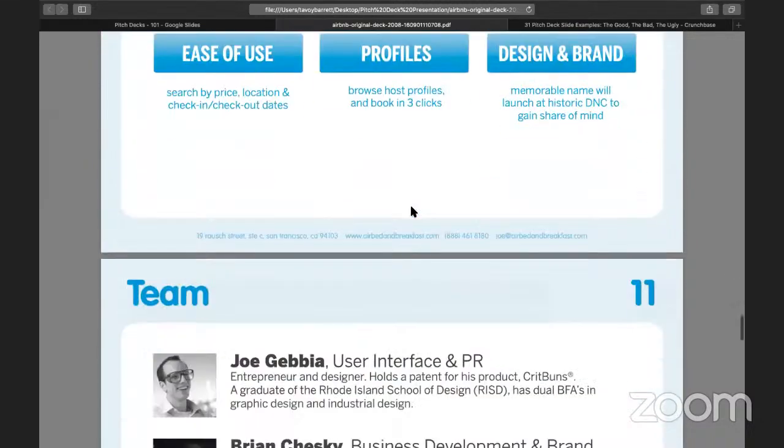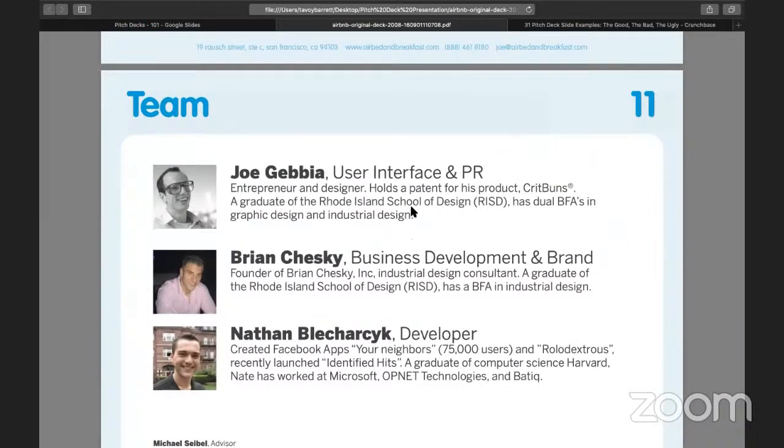In terms of their competition, the advantages. And like I said here, now this is where you highlight the team, highlight what they are doing, and things that are directly related to either their professional development or your business itself. So Joe is an entrepreneur and designer. He holds a patent for his product Crit Buns. He's a graduate of the Rhode Island School of Design, and has dual BFAs in graphic design and industrial design.